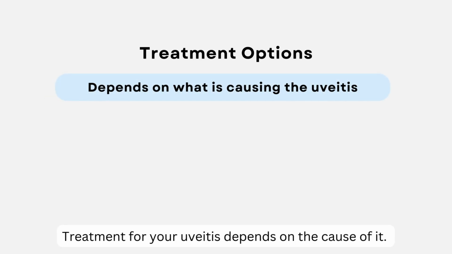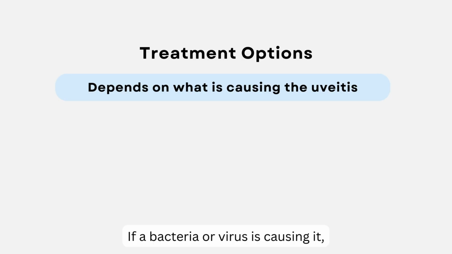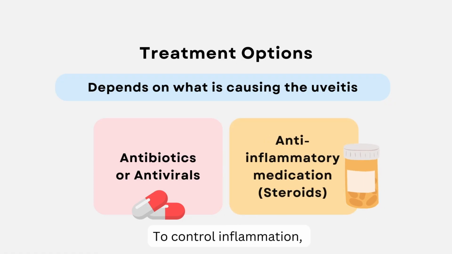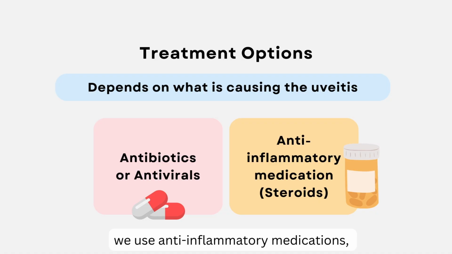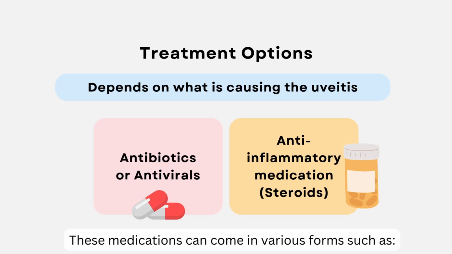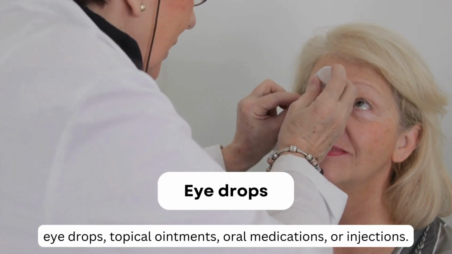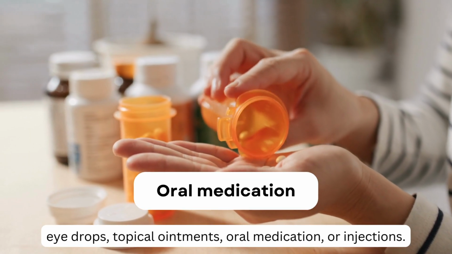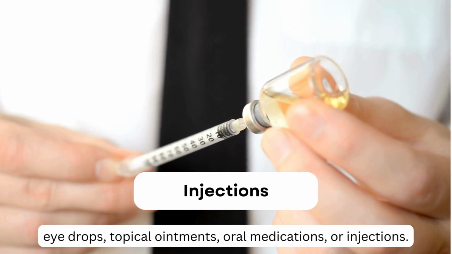Treatment for your uveitis depends on the cause of it. If a bacteria or virus is causing it, we'll prescribe antibiotics or antivirals. To control inflammation, we use anti-inflammatory medications like corticosteroids. These medications can come in various forms such as eye drops, topical ointments, oral medications, or injections.